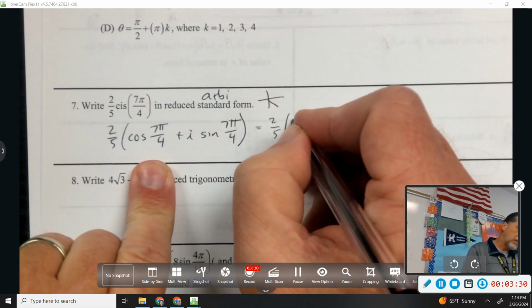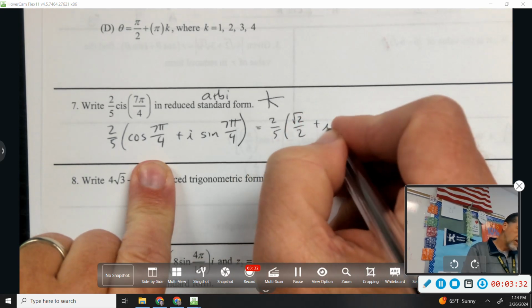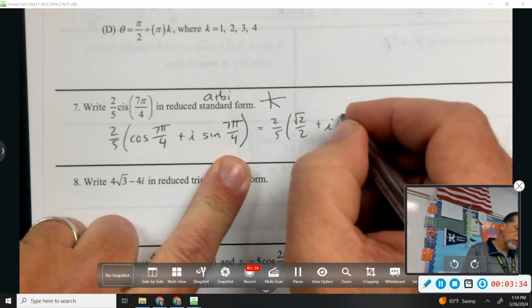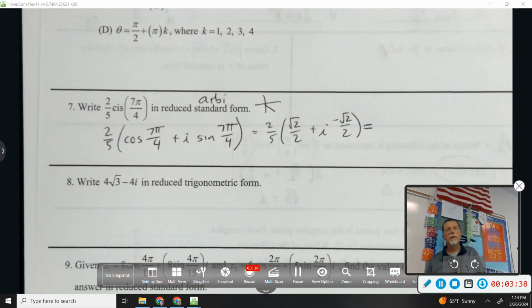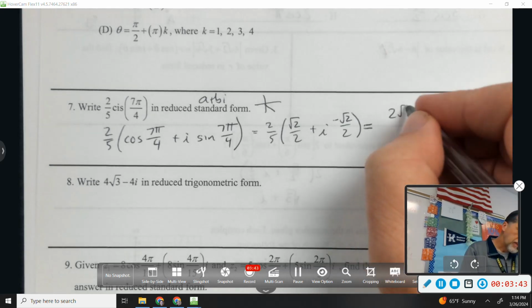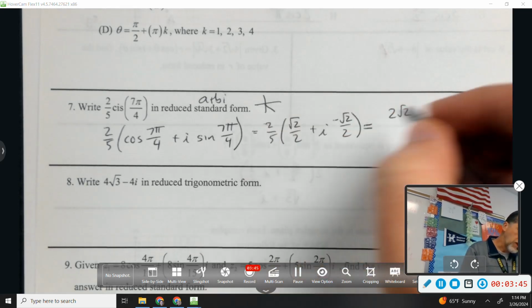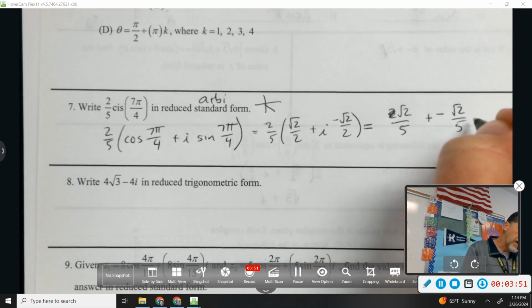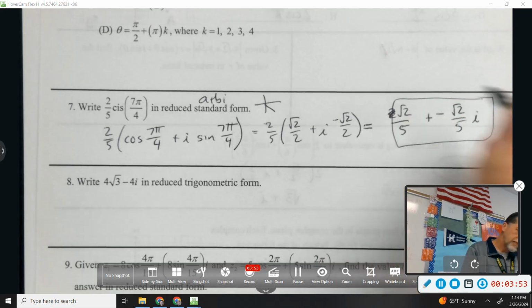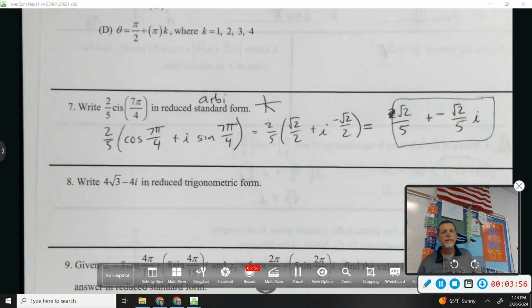That'd be root 2 over 2. And the sine of 7 pi over 4 is negative root 2 over 2. And then distribute the 2/5. Whoops, wait a minute. The 2's will cancel. So root 2 over 5 minus root 2 over 5 i. From trig to standard form.